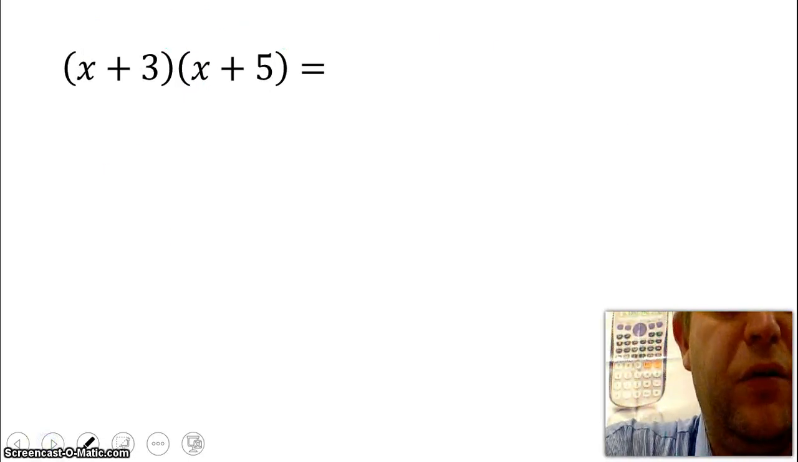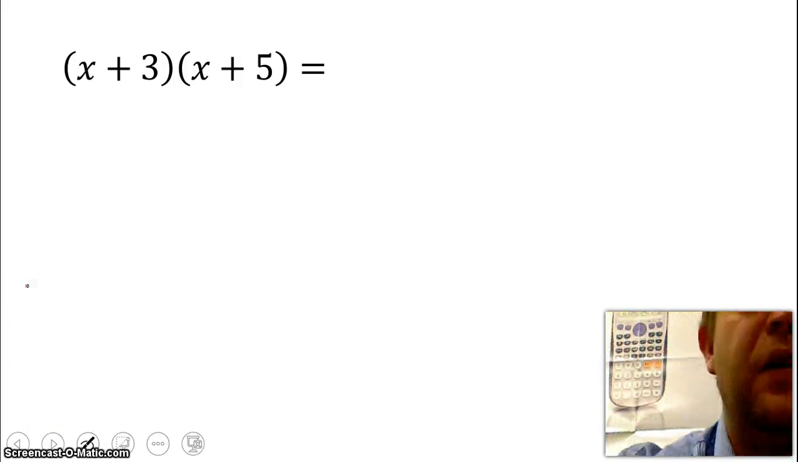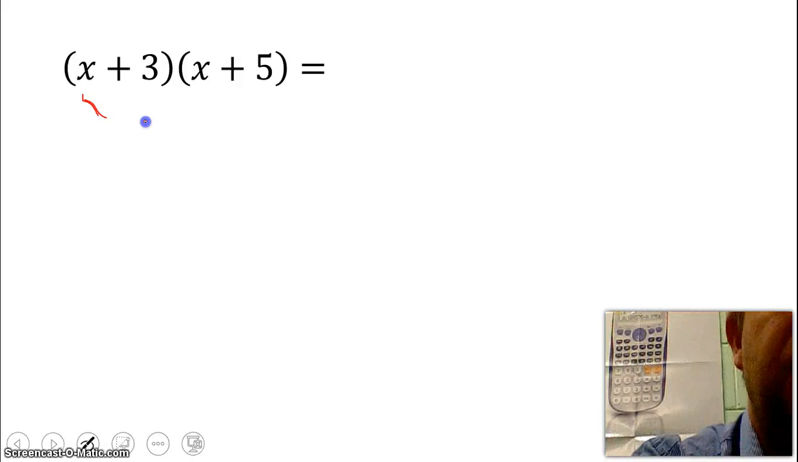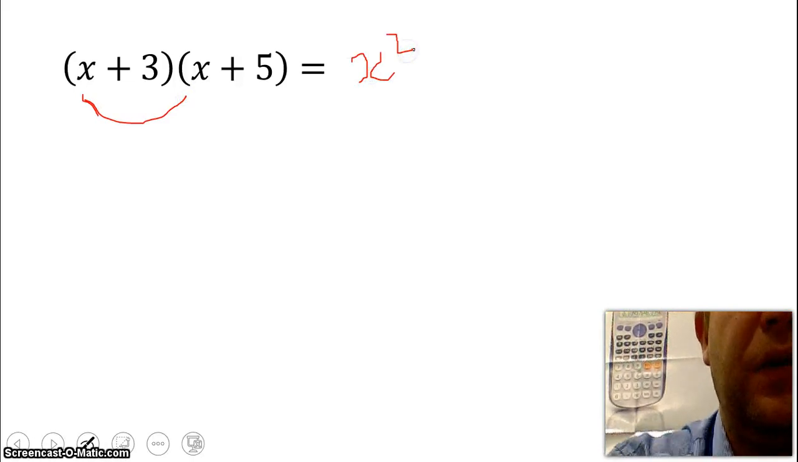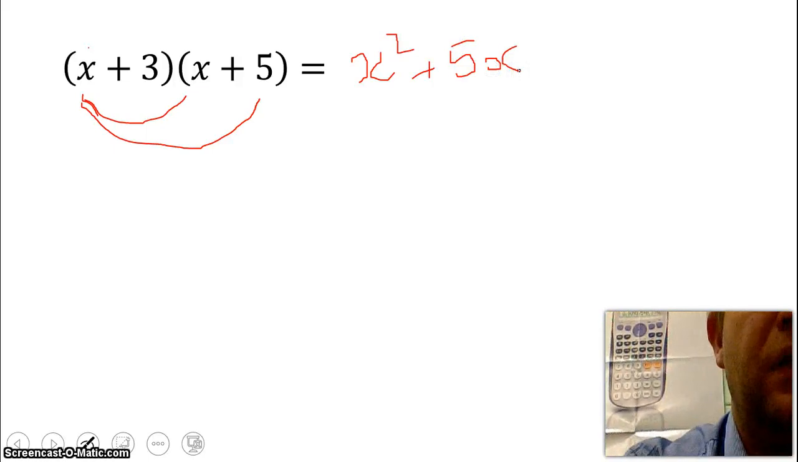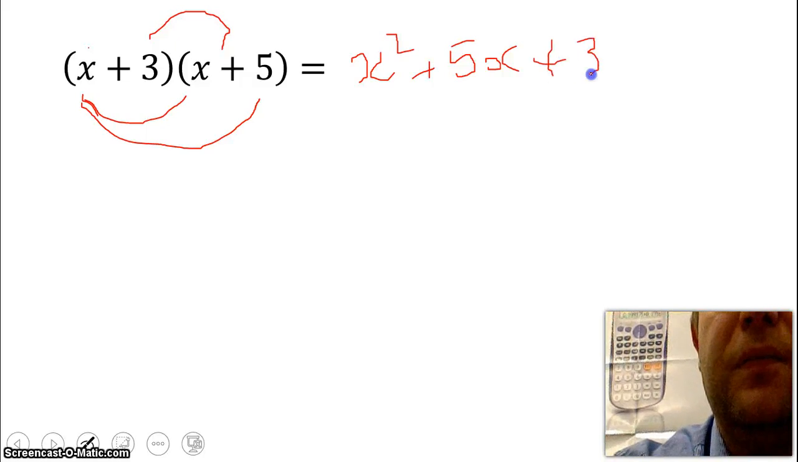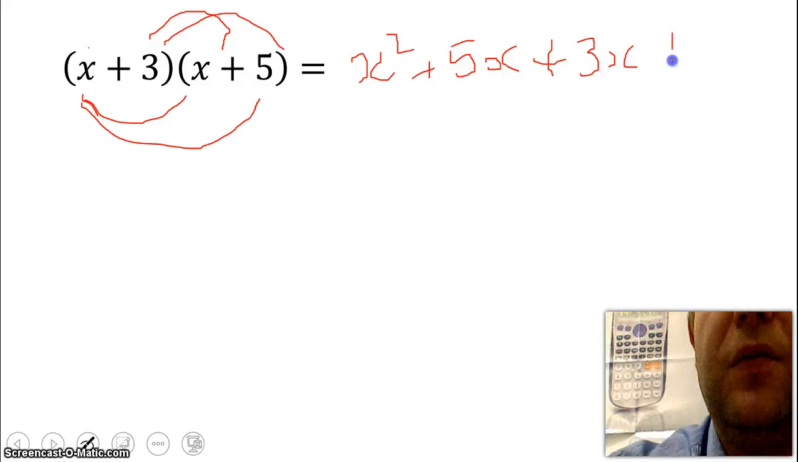So if we're doing a question like this, I'm going to try my best with my pen. We're going to go x times x, which is x squared, x times 5, which is 5x, 3 times x is 3x, and 3 times 5 gives us 15.